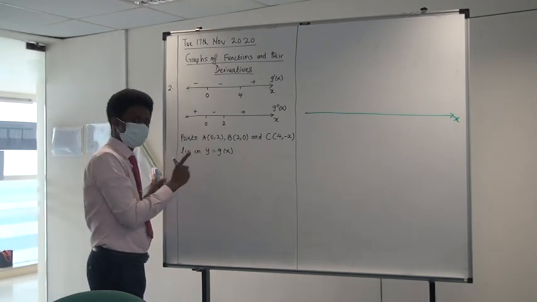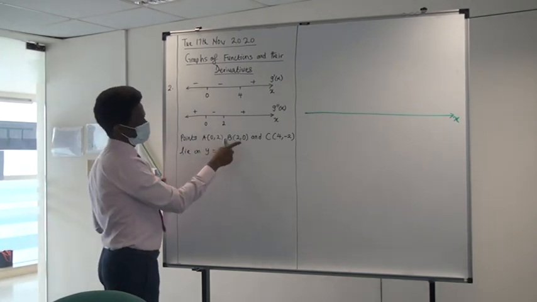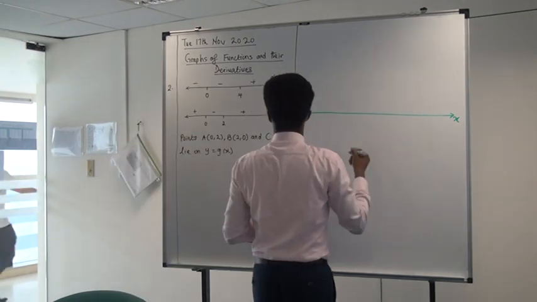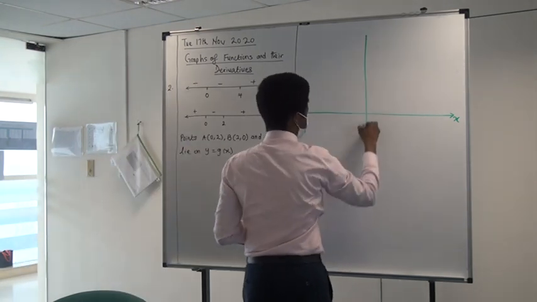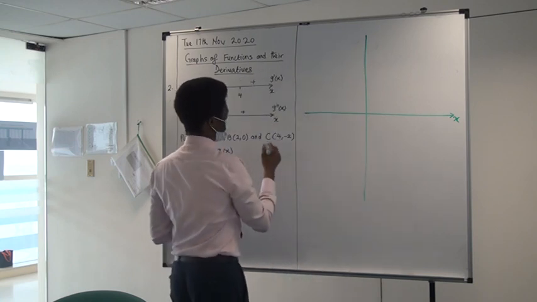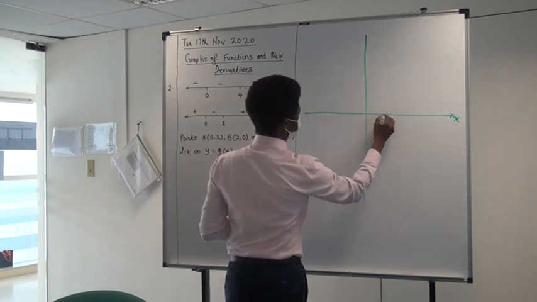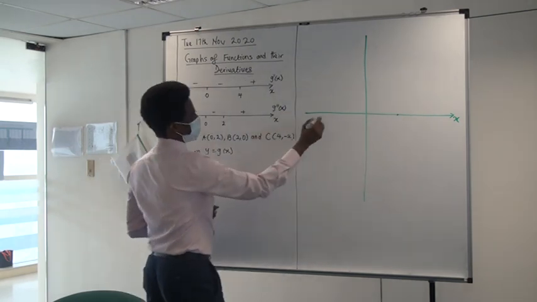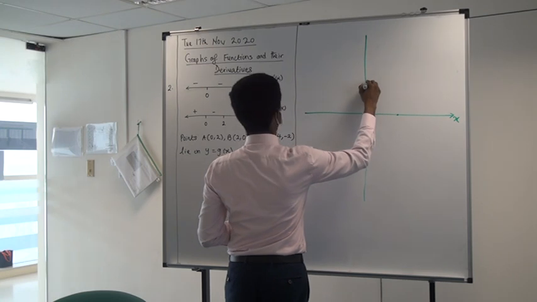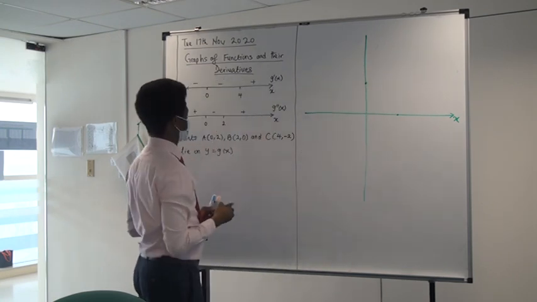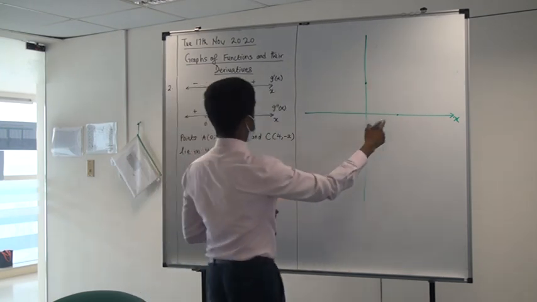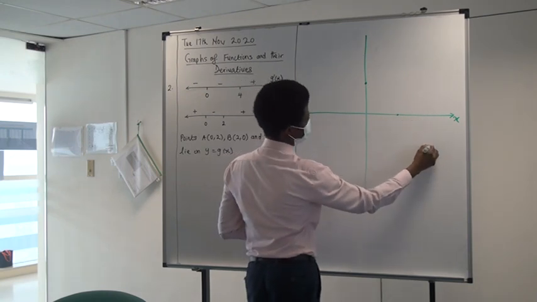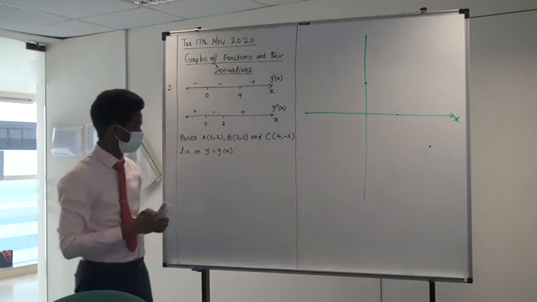(0, 2), that's the y-intercept. (2, 0), that's the x-intercept. So if we have that, when x is 2, y is 0, so it's going to pass through here. When x is 0, y is 2, it's going to pass through here. Okay? Then our C is x is equal to 4, y is negative 2, so it's going to pass through somewhere here. Okay? That's what we know.